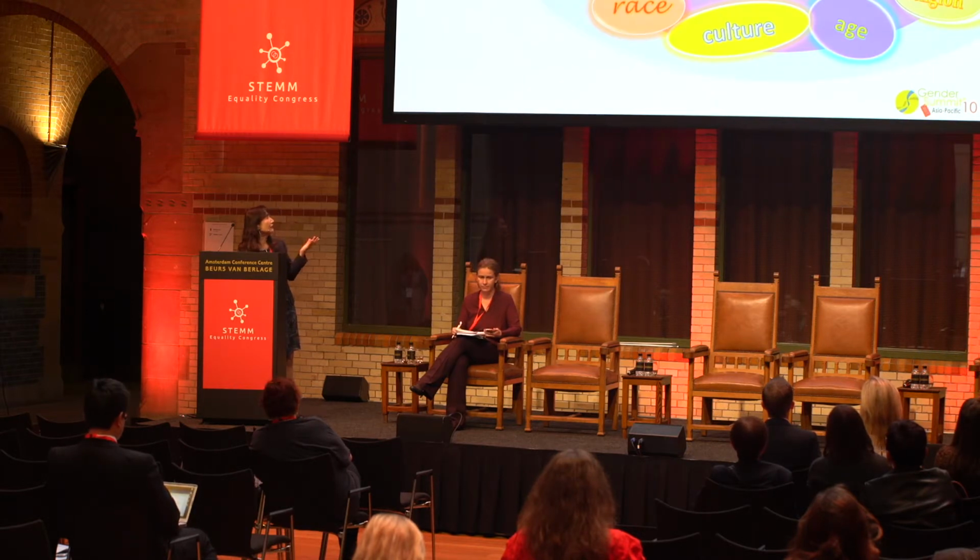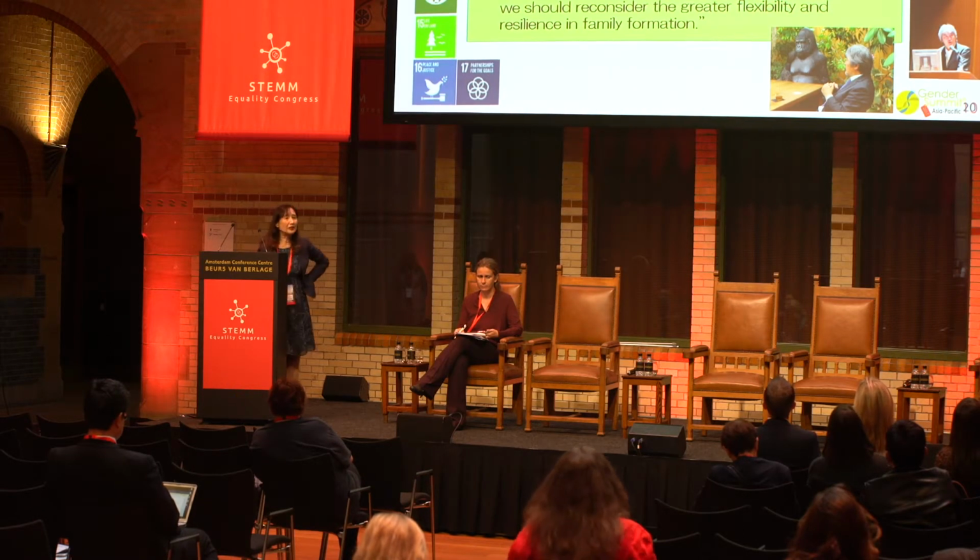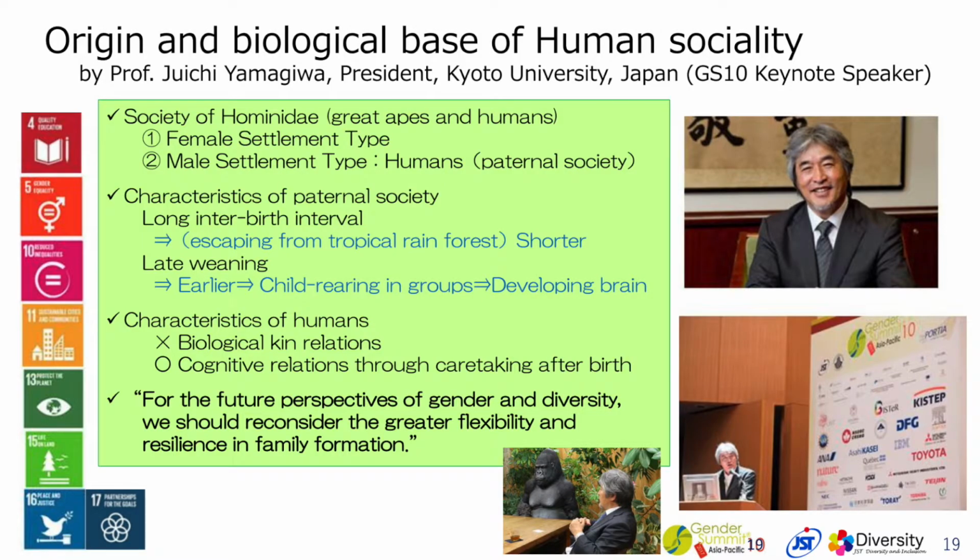So next, I would like to show you sexuality. President Yamagiwa, who is now president of the Science Council of Japan, that is the Japanese science academy, gave a talk at Gender Summit 10. He is a researcher of gorillas, and he talked about the origin and biological base of human society.